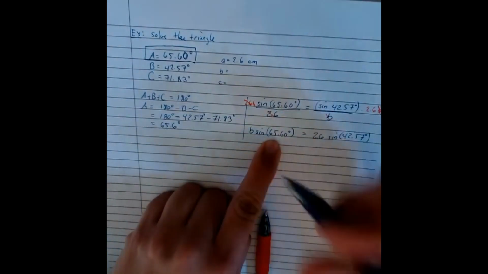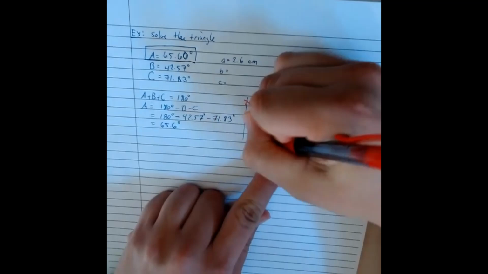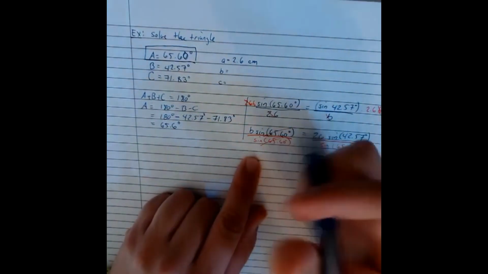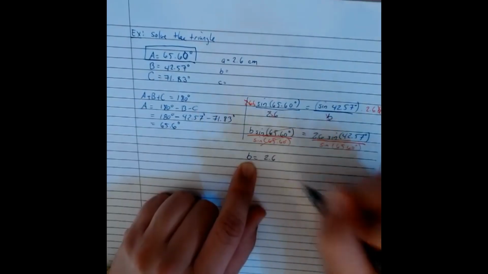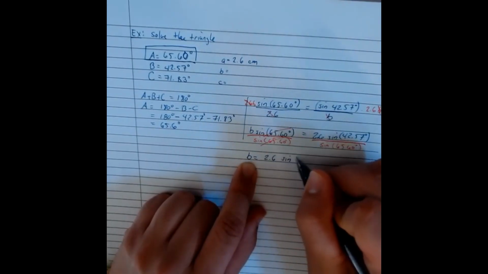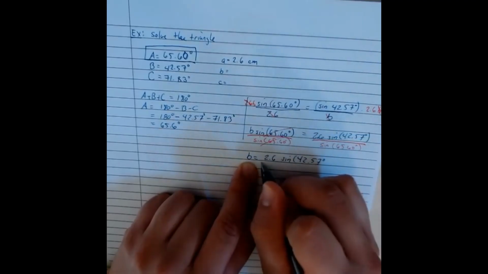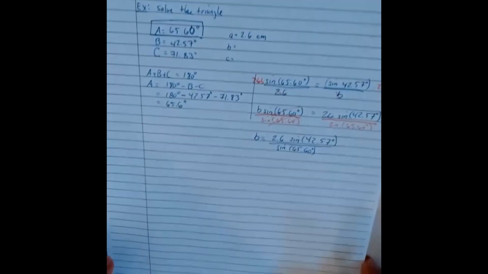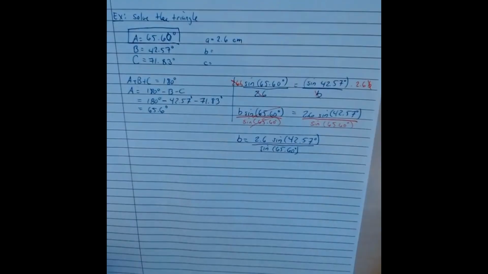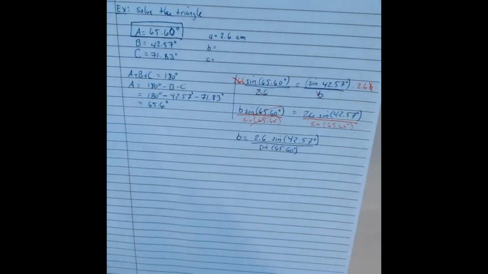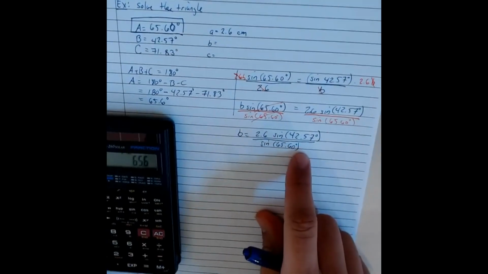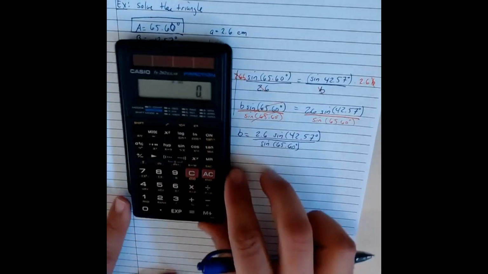And now we can divide out by the sine of 65.60 degrees to isolate our b. So that means b is equal to, the exact value is going to be 2.6 times the sine of 42.57 degrees over the sine of 65.60 degrees, just like that. And that is the exact value, but again, in application, the exact value is too precise because these numbers are measurements down to a level of precision of 1 decimal. Our lengths are 1 decimal. So this is too precise. It's not justified given the amount of information that was given. So we're going to round this off.